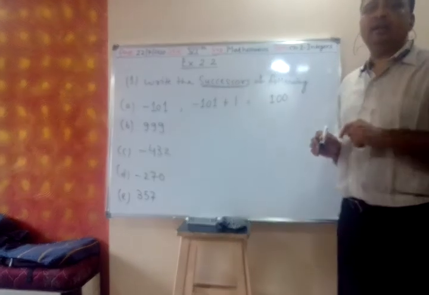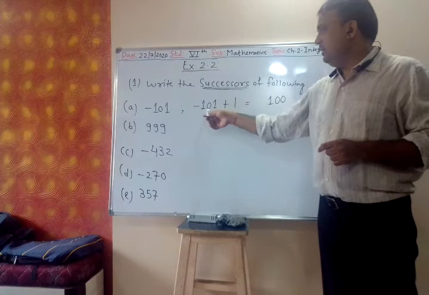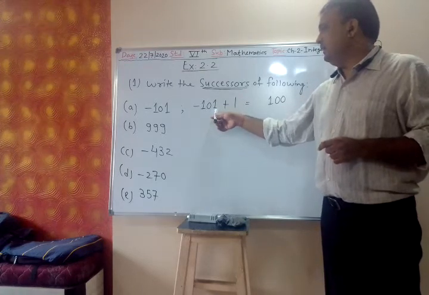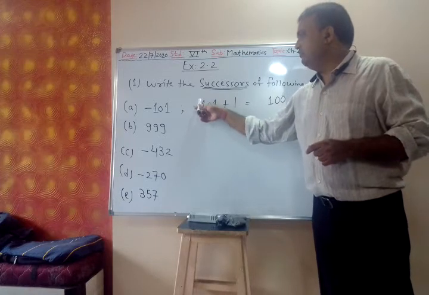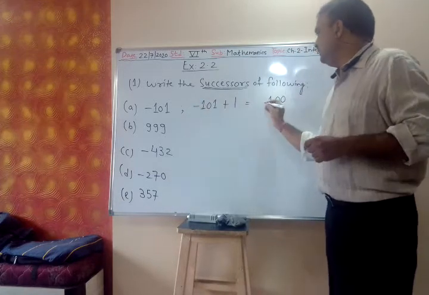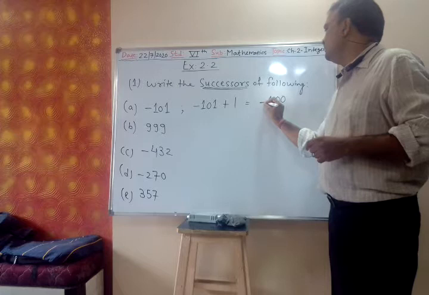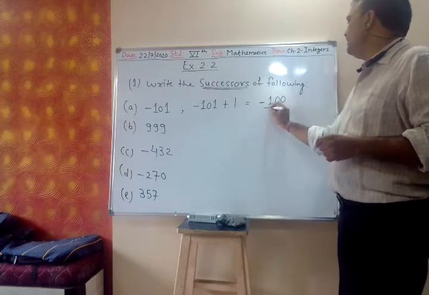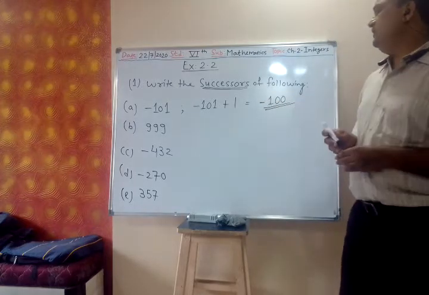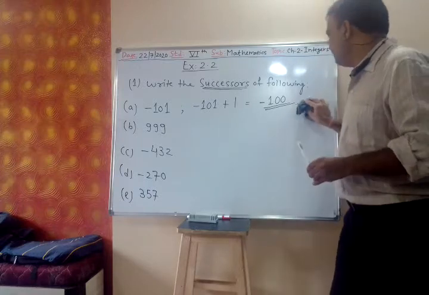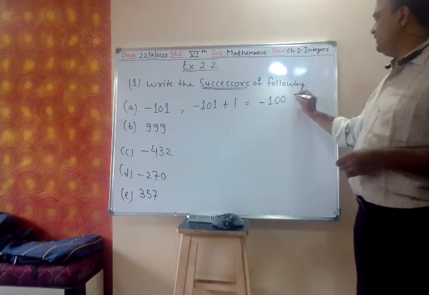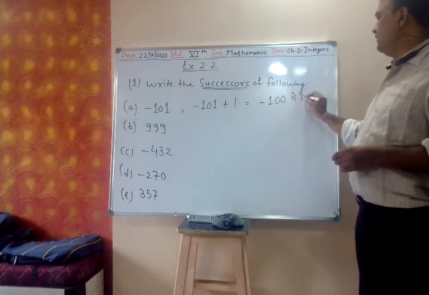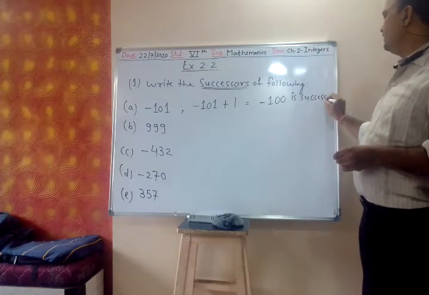Now which number is bigger? 101 is bigger. What is sign of 101? Minus. So we take the sign of bigger number, minus. So the answer is minus 100. Yes. So minus 100 is successor.